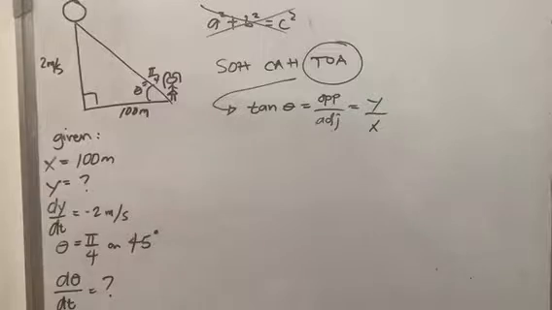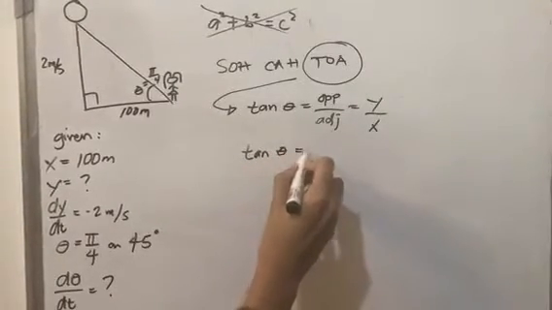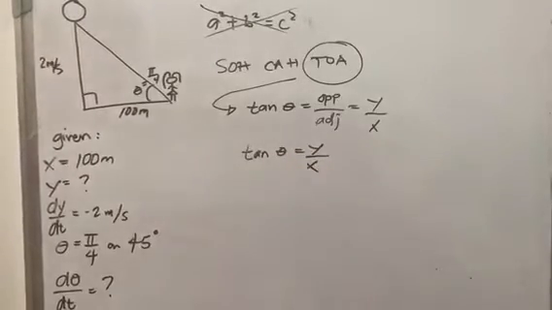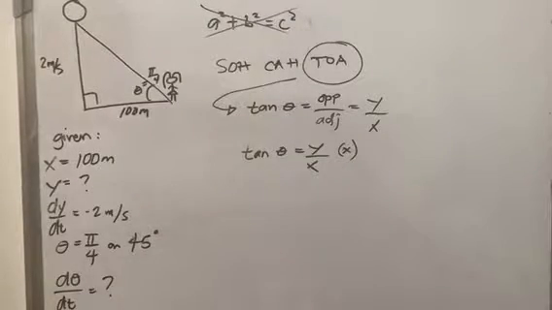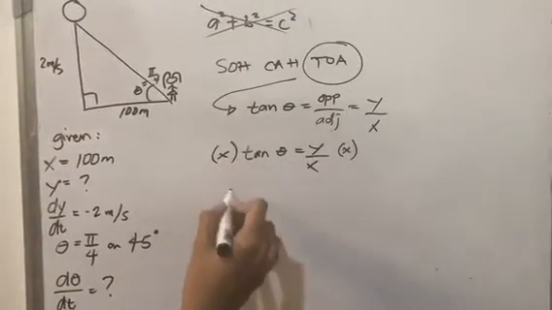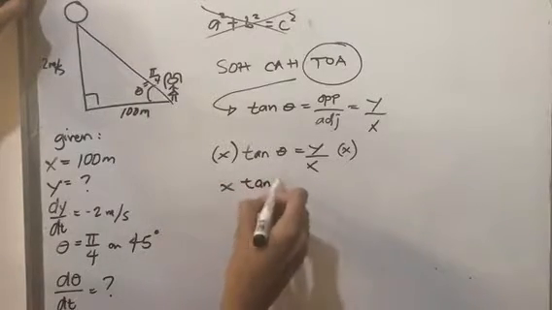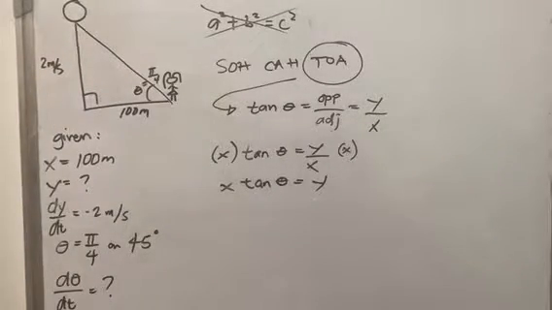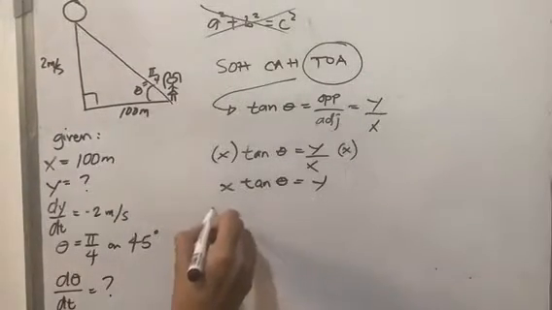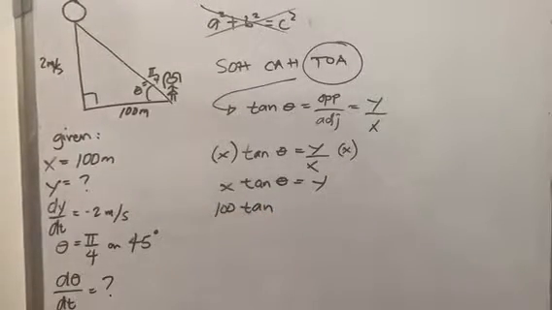Now notice that we have the value for x, and we also have the value for the angle theta. So let's rewrite the equation and apply basic math to create a brand new equation for the y variable. So the equation would be x tangent theta equals y. Now all we need to do is to input the given values. That would be x is equal to 100, theta is equal to pi over 4.